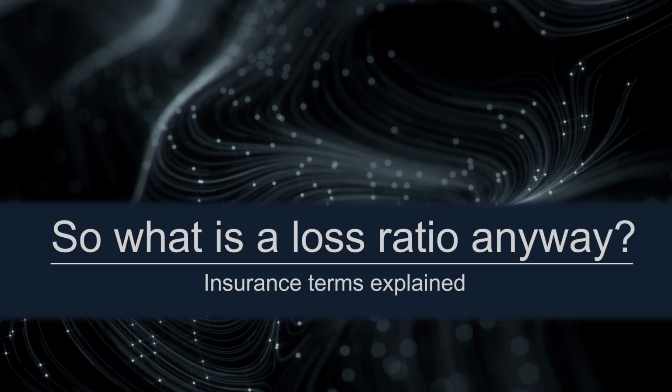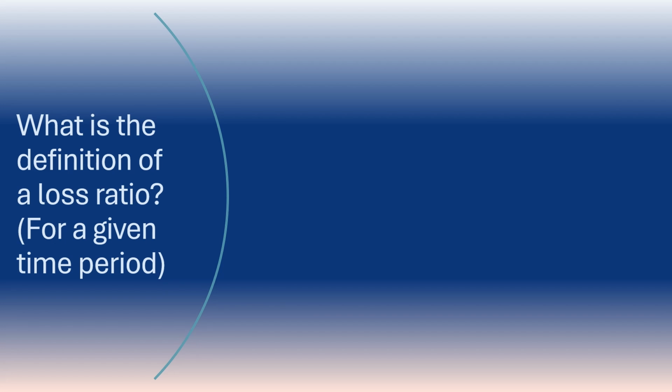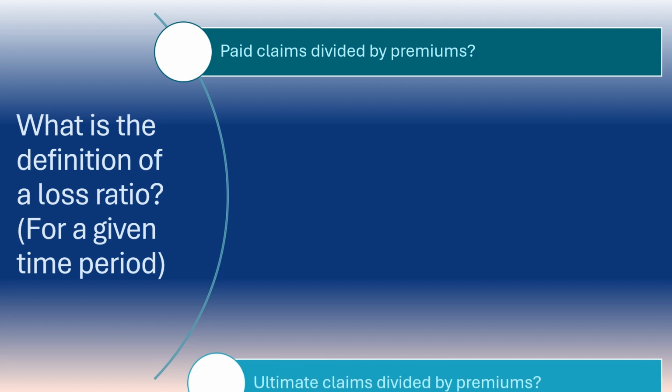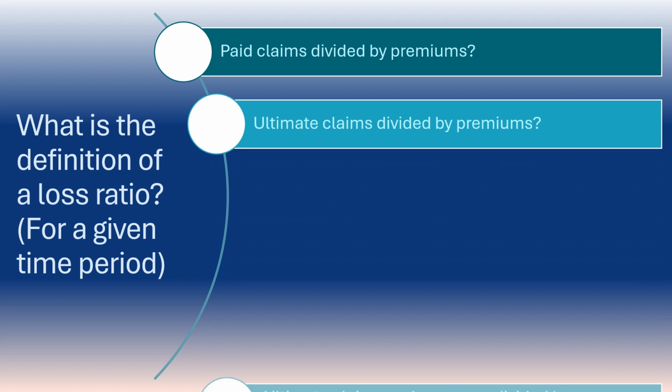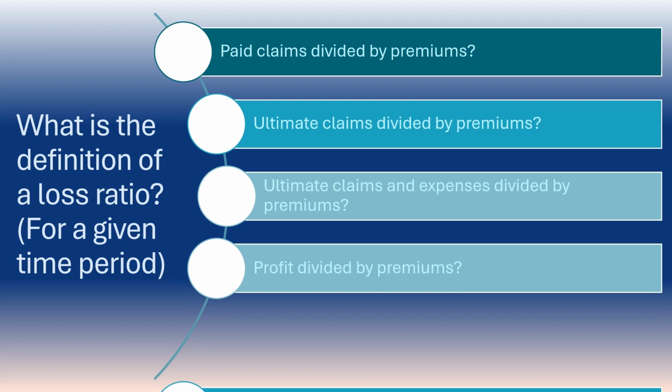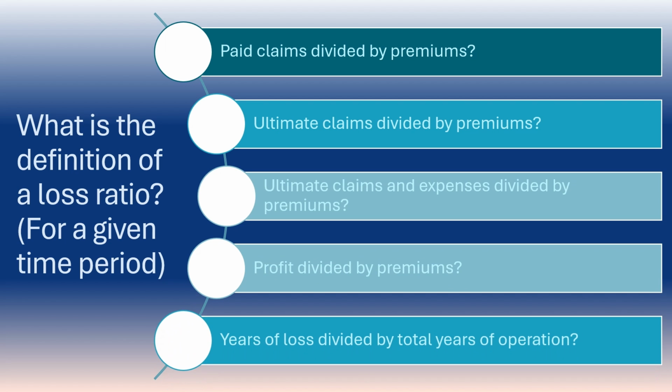Today we're covering the very common insurance term, loss ratio. We have a choice of 5 possible definitions for this term. Which do you think is correct? Is it paid claims divided by premiums? Ultimate claims divided by premiums? Ultimate claims and expenses divided by premiums? Profit divided by premiums? Or years of loss divided by total years of operation? Let me give you a short while to consider your answer.